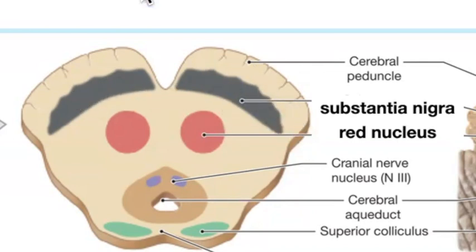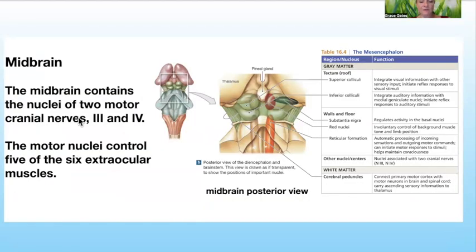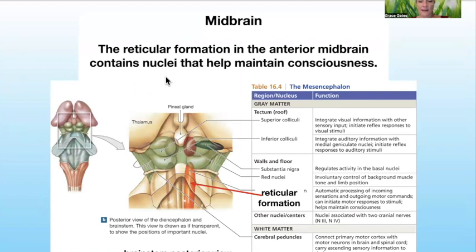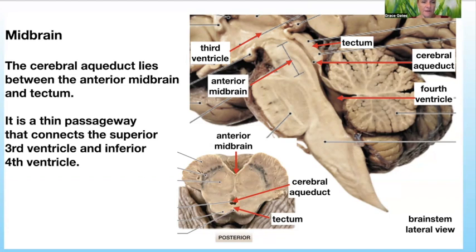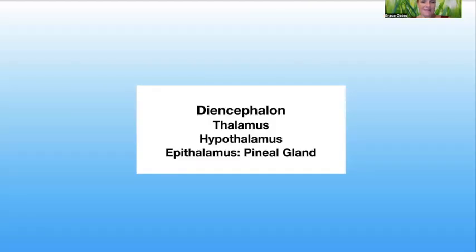cerebral peduncles. The midbrain contains the nuclei of 2 motor cranial nerves, 3 and 4. The motor nuclei control 5 of the 6 extraocular muscles. The midbrain also has a bit of the reticular formation in it, and it contains nuclei in this area that help to maintain consciousness. Okay, so that was the midbrain, and now the diencephalon.